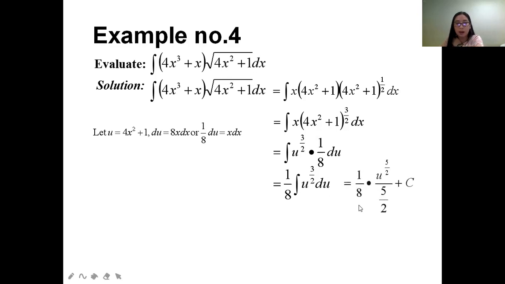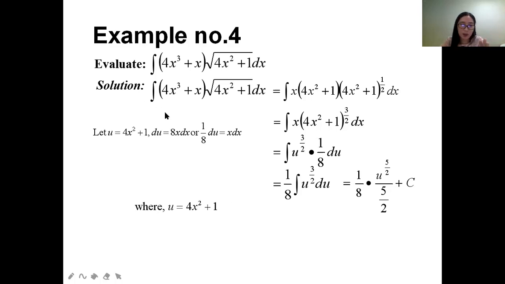Apply the power rule. So 1/8 times u to the 3/2 plus 1 is 5/2, over 3 halves plus 1 is 5 halves, plus C. So, our final answer, where u is equal to 4x squared plus 1.